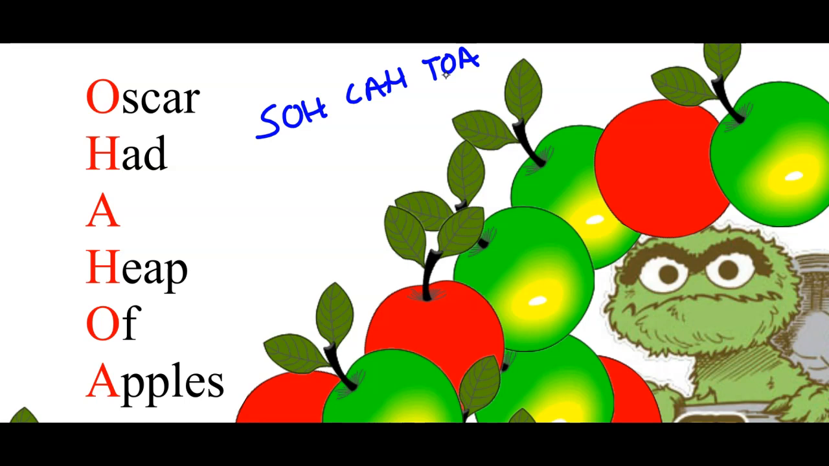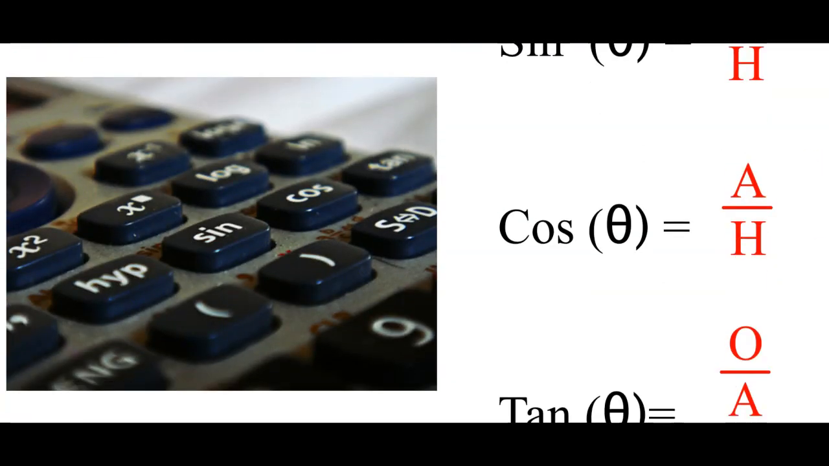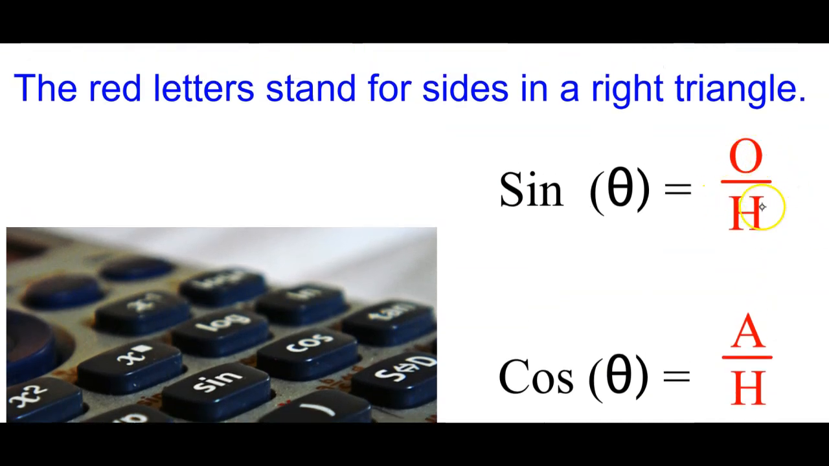So you write out Oscar had a heap of apples. I've highlighted in red over here on the left side the way that should be written out. And that's going to equal some fractions for us. So if we look at it like this, the red letters stand for the sides of a triangle. We have Oscar had a heap of apples. And then these are actually ratios in a right triangle. So let's pull out a right triangle.